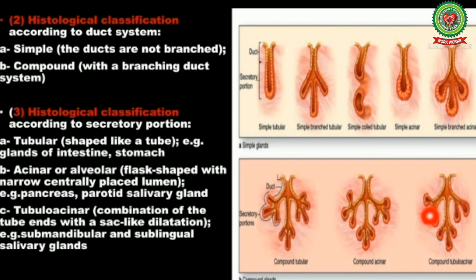The last category is tubuloacinar glands. It is a combination of tube ends with a sac-like dilation, for example, submandibular and sublingual salivary glands.